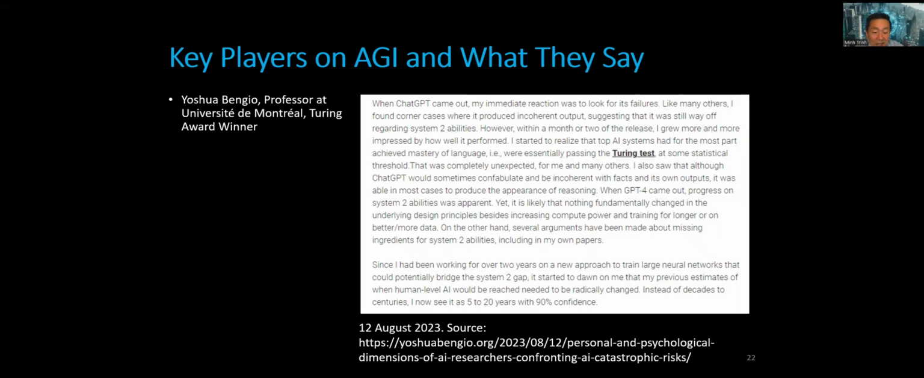So what he says is, I've been working for over 2 years on a new approach to train large neural networks that could potentially bridge the system 2 gap. So it was his research agenda, right? Try to close the system 2 gap. It started to dawn on me that my previous estimates of when human-level AI will be reached needed to be radically changed. Instead of decades to centuries, I now see it as 5 to 20 years with 90% confidence. It was written last year, so 5 to 20 years with 90% confidence.